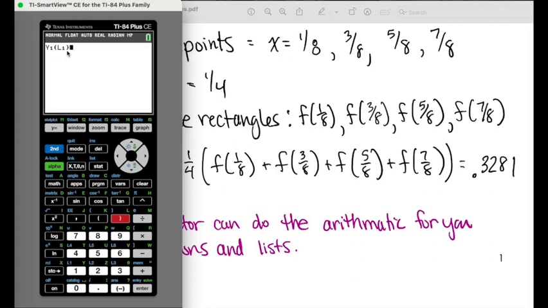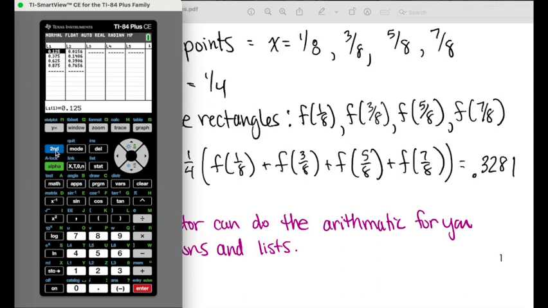And I want to take that and store it in L2 or some other list. So I'm going to hit the store button, and then second 2 to tell it to choose list 2. So I'm telling it to evaluate all of those midpoints, and then put it in list 2. So I'm going to hit enter. And now when I go back to my list, if I go to stat and edit, all of my midpoints are evaluated very quickly. So now I know that these are all the values of my function in list 2.